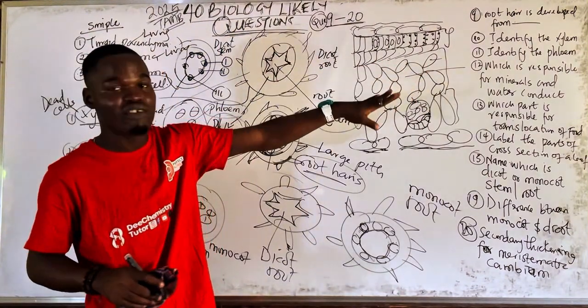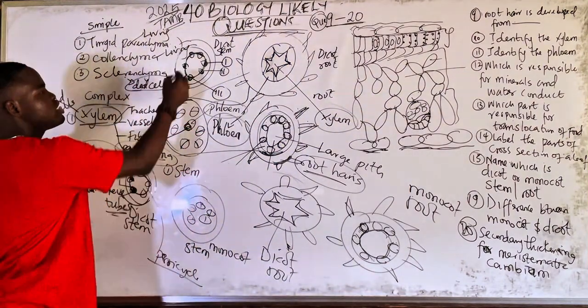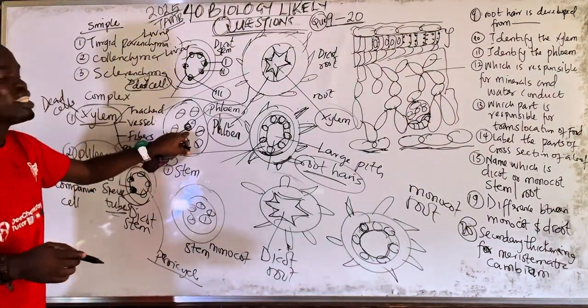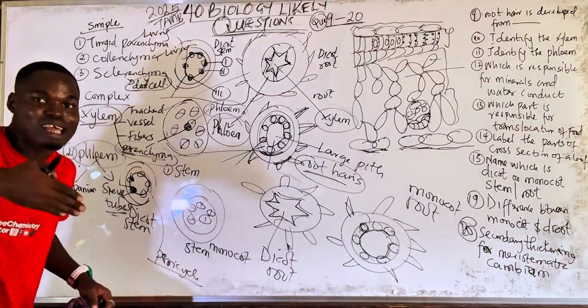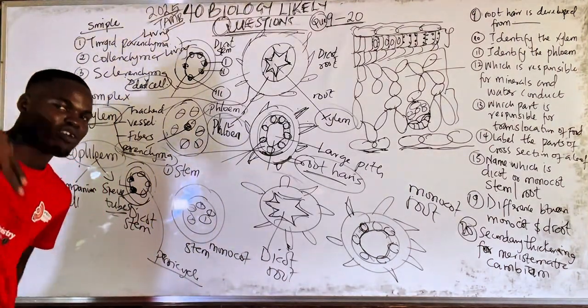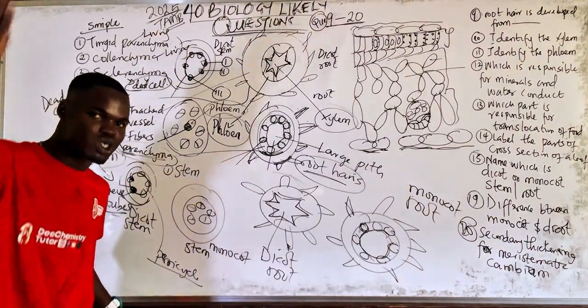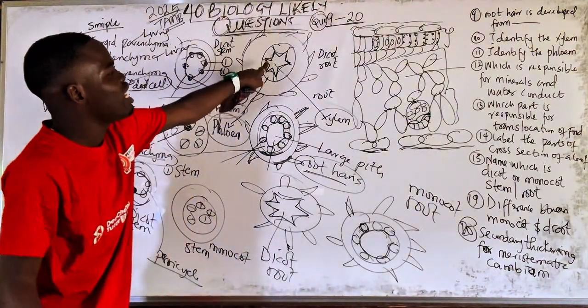Now number 2: identify the xylem, identify the phloem. That's 10 and 11. What is the xylem here? The inner is the xylem, the outer is the phloem. I already told you why xylem was the inner. It helps in conduction of water and minerals from the root to the body. Why phloem? Because of food. Food moves from the leaf to the other parts.